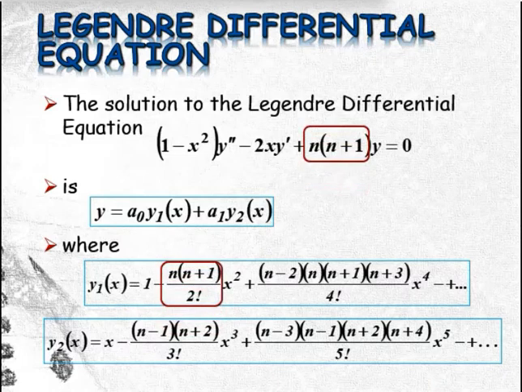So as an aid for memorization, we note that the numerator of the x squared term is the same as the coefficient of y in the given differential equation. So to determine the other factors, we simply subtract 2 to n and add 2 to n plus 1. We also note that there are no common factors for y sub 1 and y sub 2.